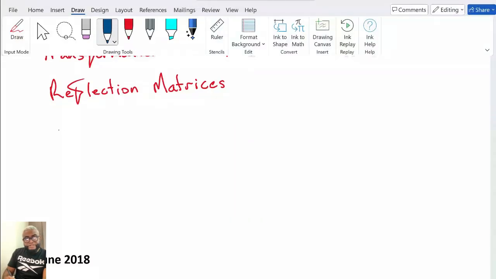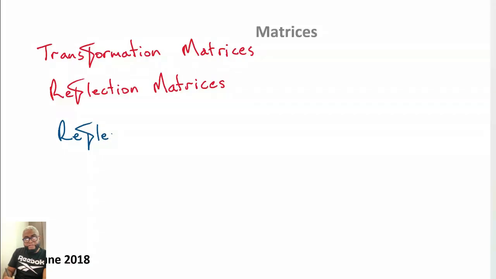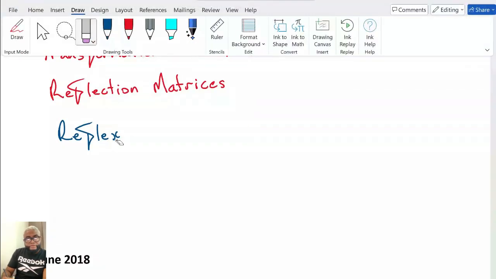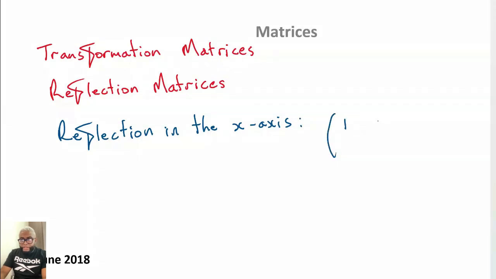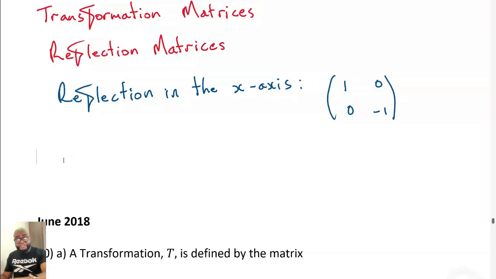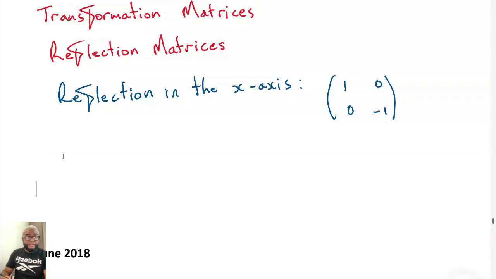So, right. The transformation will be a reflection in the x-axis, right? And this transformation matrix would be 1, 0, 0, negative 1. That's the first transformation matrix, which is a reflection in the x-axis.